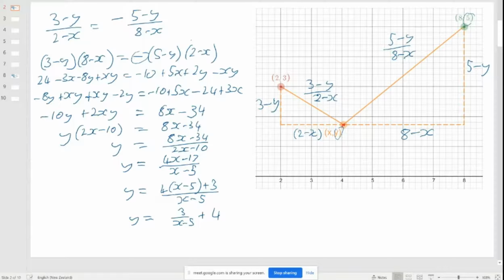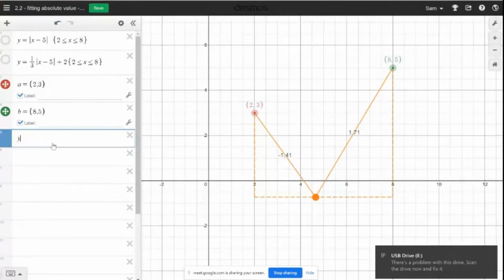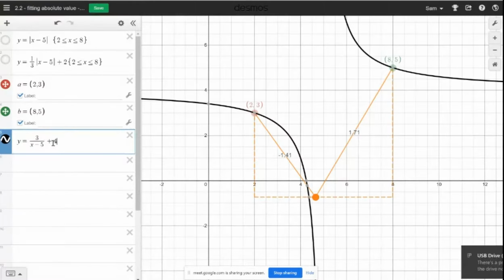But what equation is that? It's been shifted, it's got a gradient. Any guesses? Yes, that is a hyperbola. Crazy. So let's see what this looks like. I'm going to type it into Desmos. So we've just worked out that y has to equal 3 divided by x minus 5, plus 4.